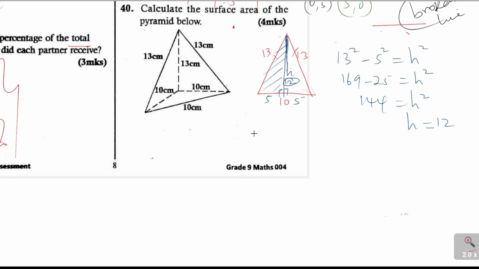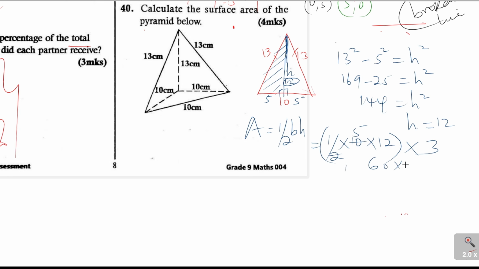So therefore I can use area as a half base times height, and this will be a half times the base. The base now of that triangle will be 10, then times the height. The height is 12, as you just obtained. And then because there are 3, you multiply by 3. There are 3 such triangles. So 2 into 10 is 5. So this will give 60 times 3, and you get 180 centimeters squared.